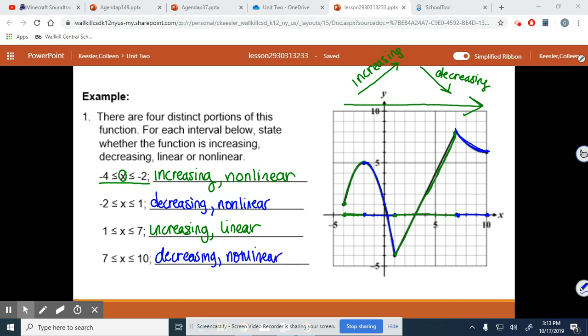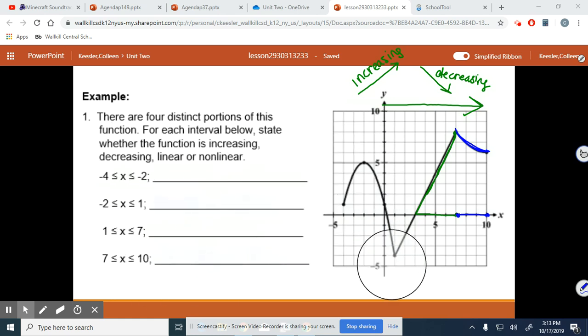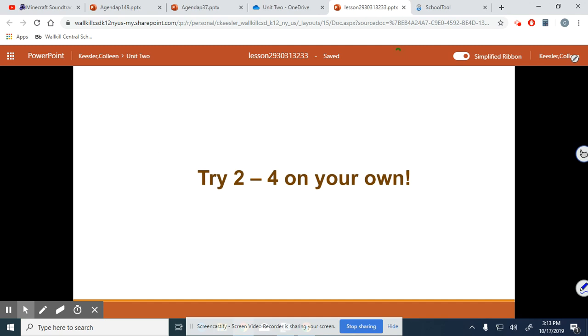So hopefully you see how I'm getting all of those terms from the graph, and you'll be able to do this on your own. Let's see what we got next. Oh, you're on your own. So you're going to try numbers 2 through 4 on your own. Make sure you're checking in with me so I can be sure that you've got it right. Once you're all done, you can move on to your exit tickets.